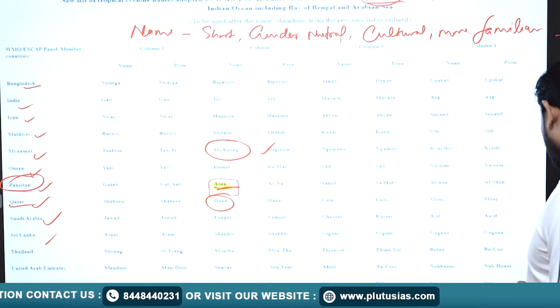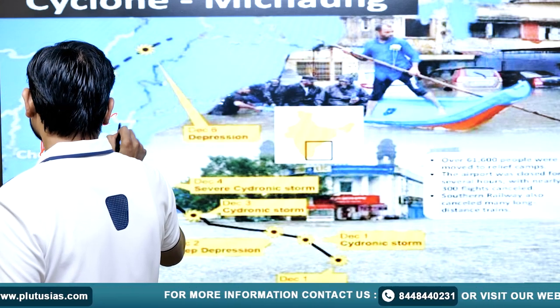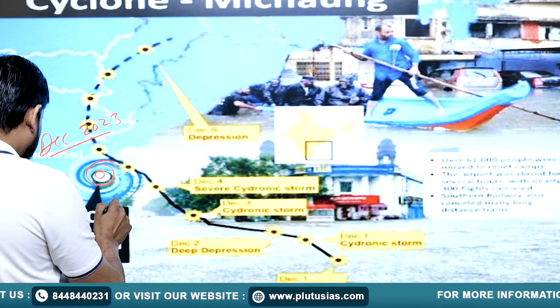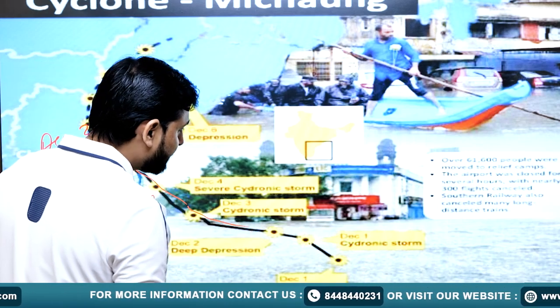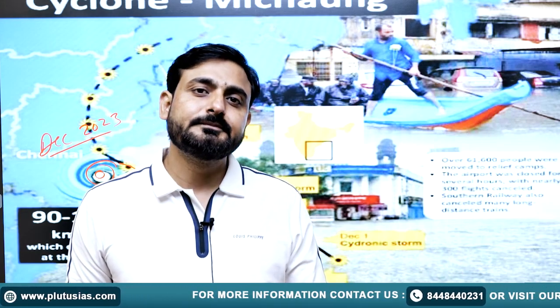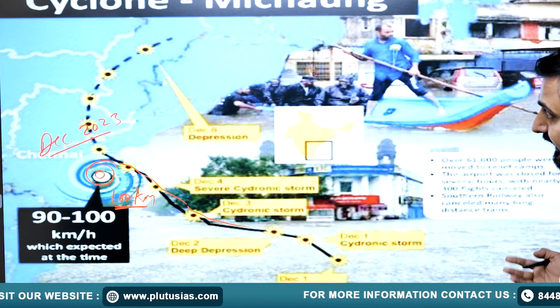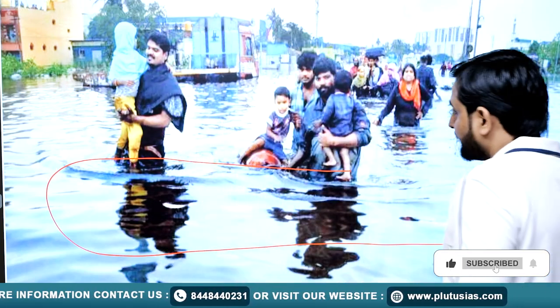Now let's have a look at Cyclone Michaung. We noticed this cyclone in December 2023, around 1st December, when it parked itself maybe around 100 kilometers away from the Chennai coast. Then gradually by 4th or 5th December, it finally hit the Chennai coast. Not only in Chennai, it also caused landslides in several districts of Andhra Pradesh as well as Odisha. It caused severe casualties. Normal life was disrupted. There was property loss, and several other problems arose due to this cyclone, like flooding conditions and knee-deep water.